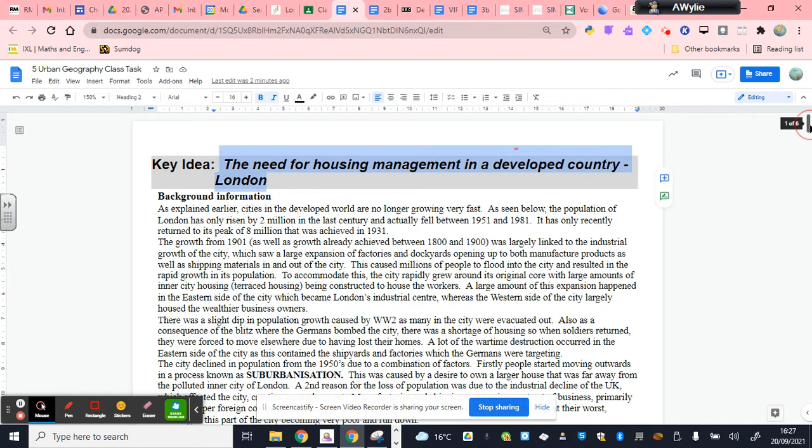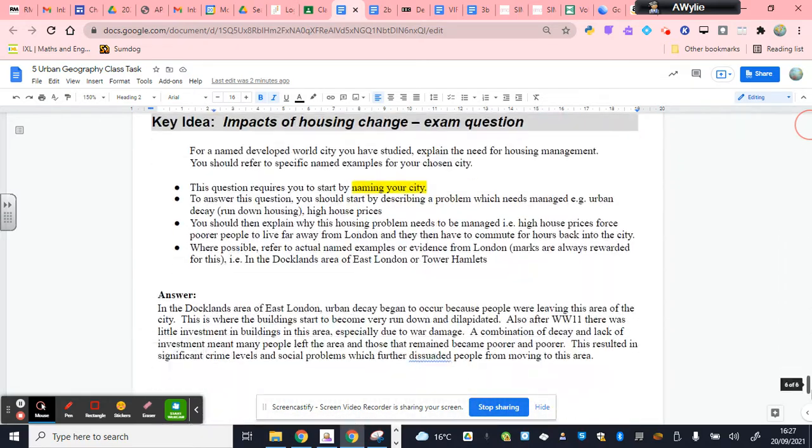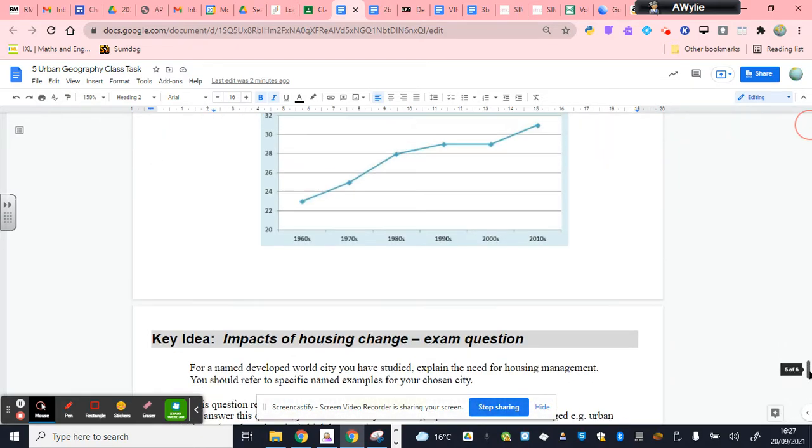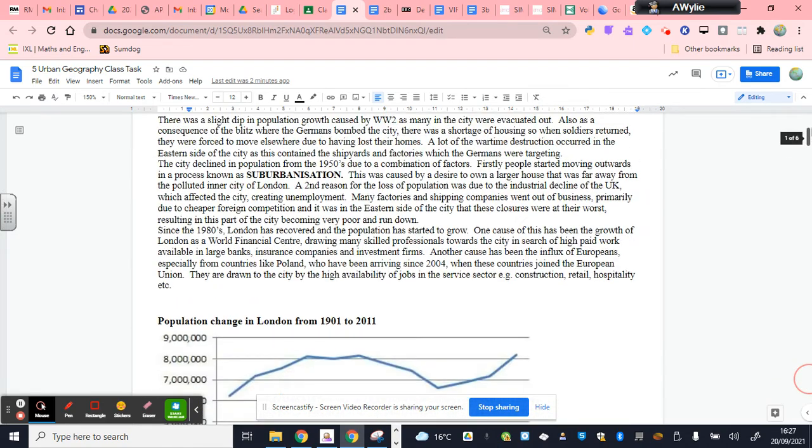Before we have a look at this lesson, I just want to address the question that you're going to be looking to answer in today's lesson. And there it is right there. For a named developed city you have studied, explain the need for housing management. You should refer to specific named examples for your chosen city. Now we're going to break down that question in a second, but let's just introduce the city we're studying.